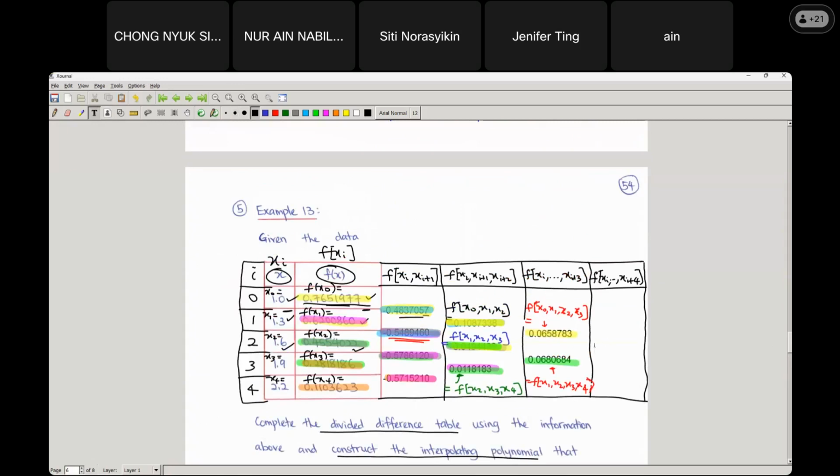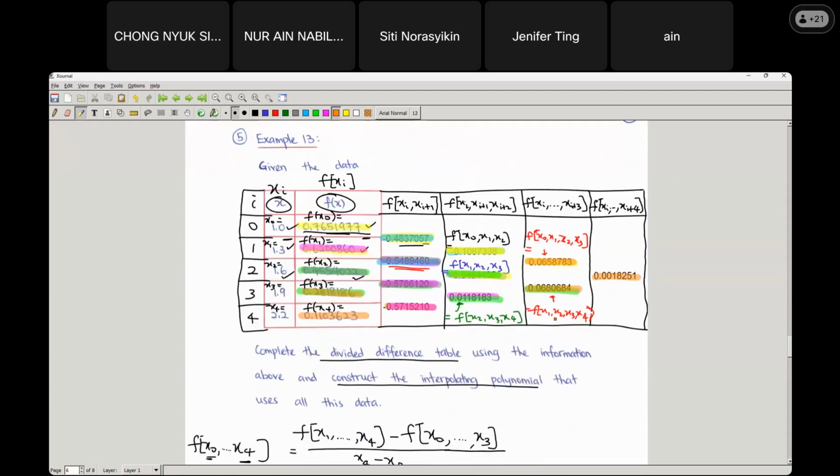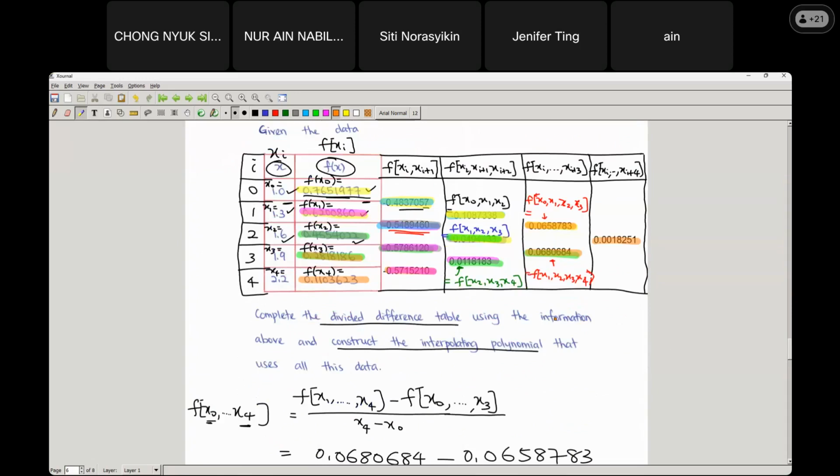You fill into this table here, right in between these two. Here is my in-between, so I have 0.0018251. You see, this is in between these two values. So basically this is the table that we are looking for. I hope that you know what this value is all about. Do you know what this value represents?